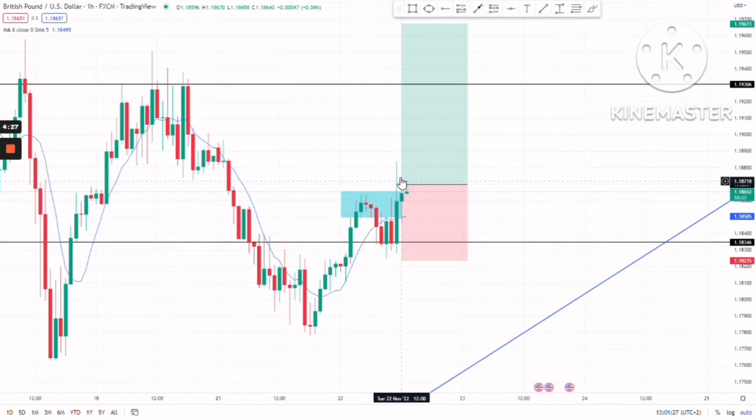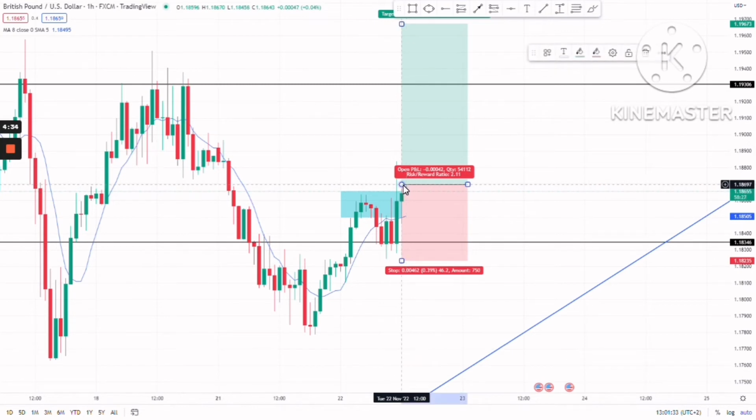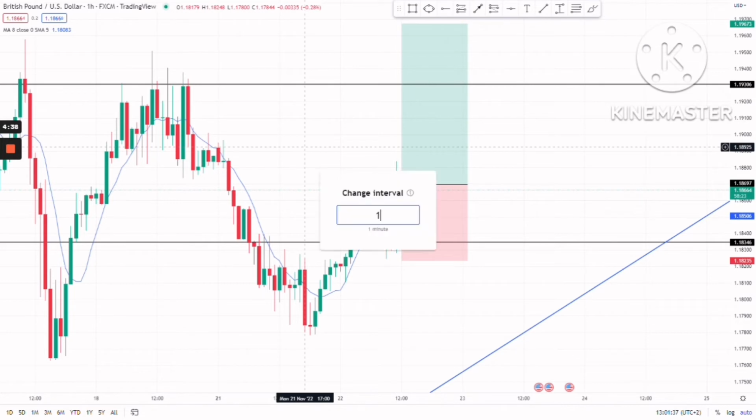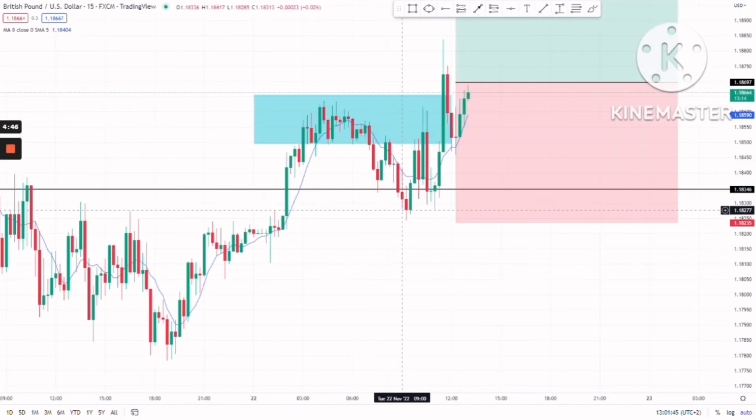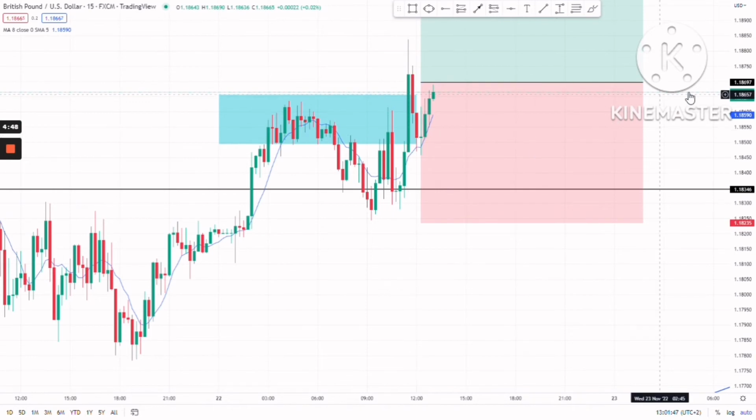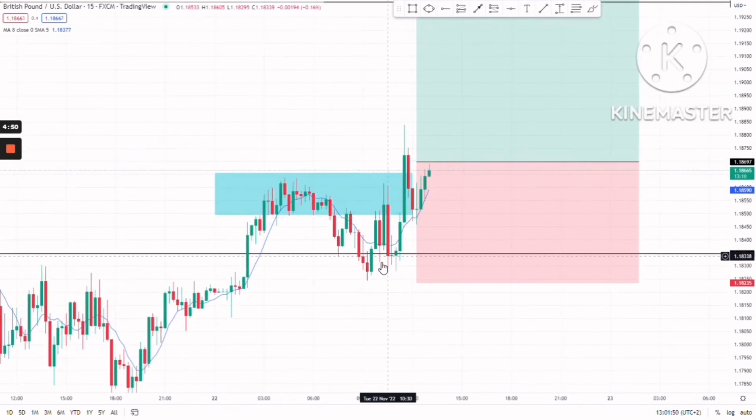Price broke here, but it did not close. So that's why I said my entry is going to be here, once I find a closing candle that retested. Moving over to the 15-minute is where I basically look for entry. So look at what happened on the 15-minute.